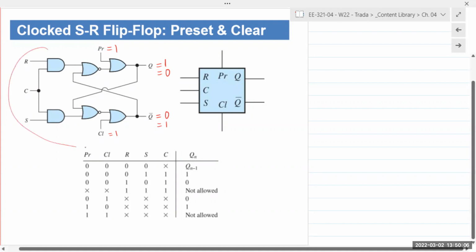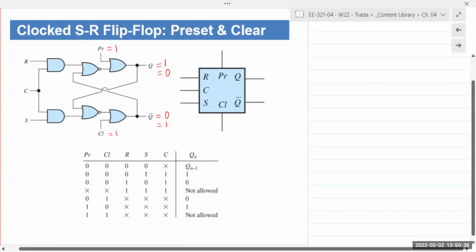And the other part of the circuit is the same SR flip-flop, the clocked SR flip-flop that we saw previously. The symbol remains the same. You have a square indicating the flip-flop, inputs R, S, and a clock signal, and the outputs Q and Q naught, the inverse of each other. And then in addition, you have a preset and the clear. The operation still remains the same.